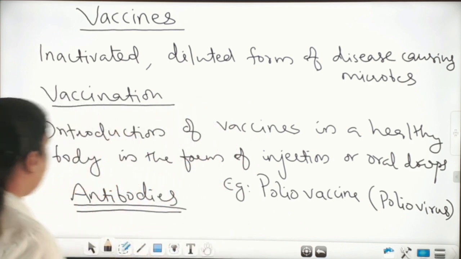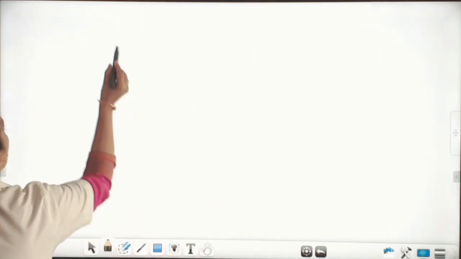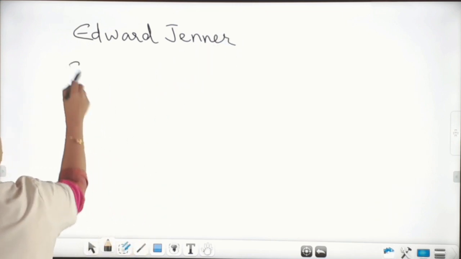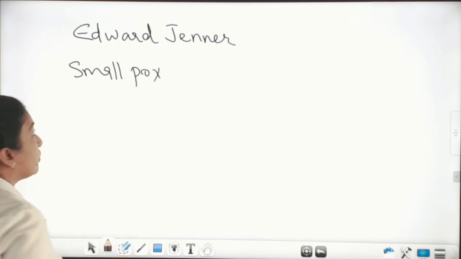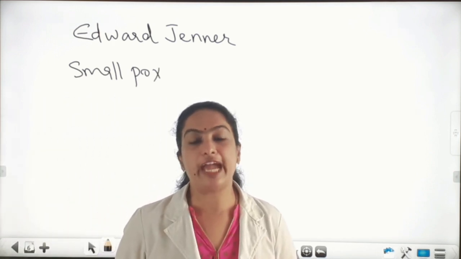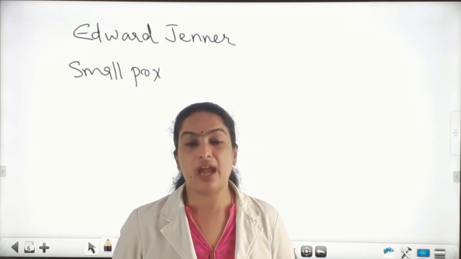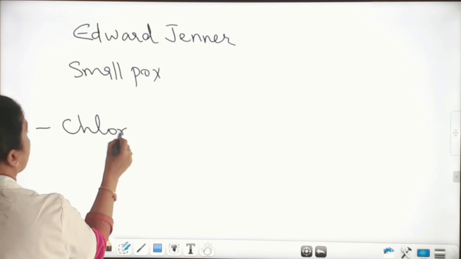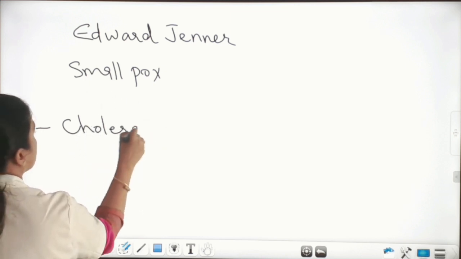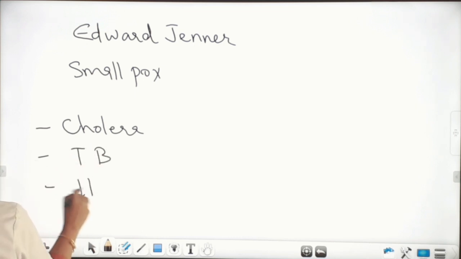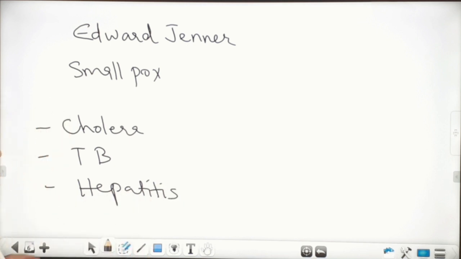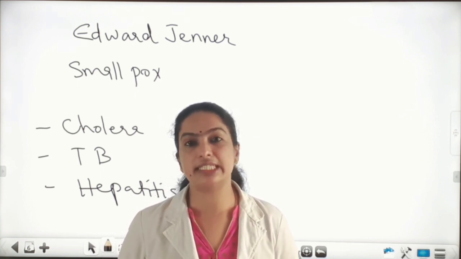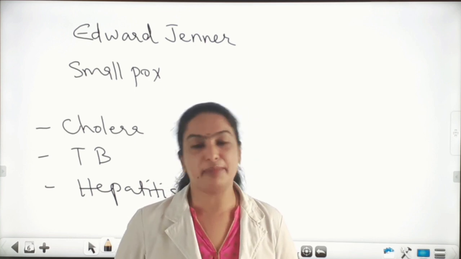And the first vaccine was prepared by Edward ... tuberculosis, hepatitis, rabies, etc. So vaccines are very effective medicines that are prepared from microbes.